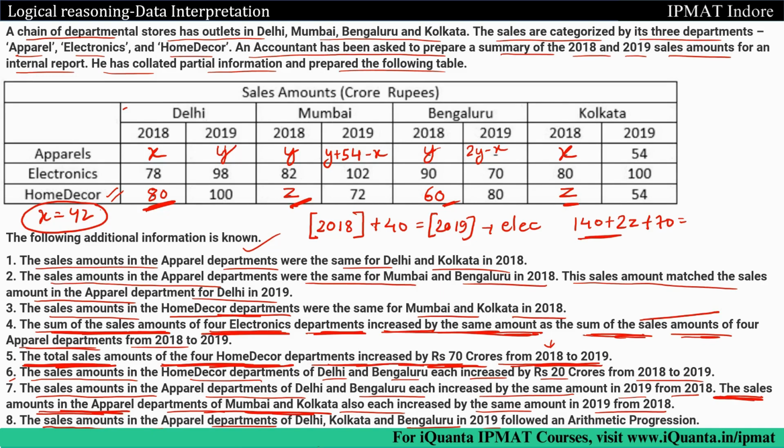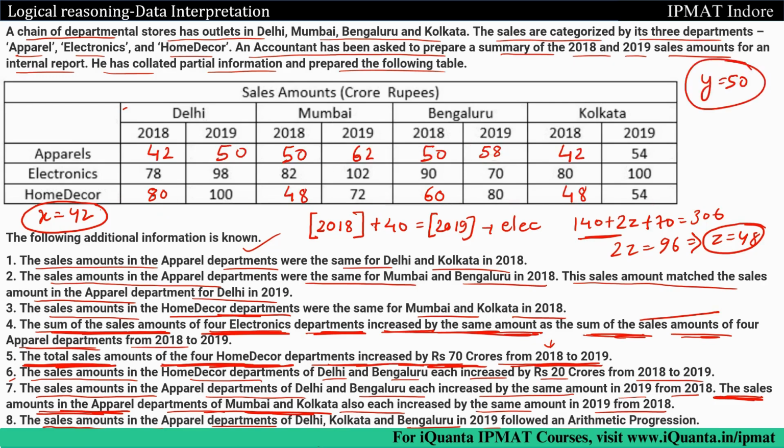in 2019. So in 2019 it will be 100 plus 72, 172, 172 plus 80 is 252, 252 plus 54 is 306. So this basically gives us 2z equal to 306 minus 210, that means 96. So this is very easy. z is equal to 48. Now I know the value of z as well. Let me put the values of x, y, z in the table.